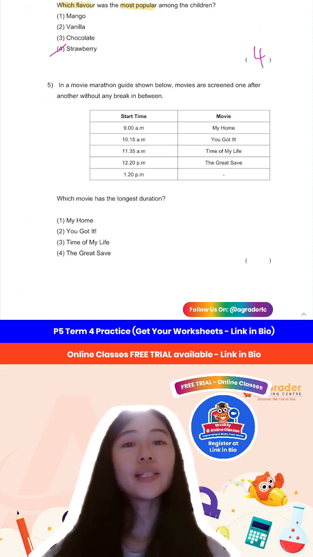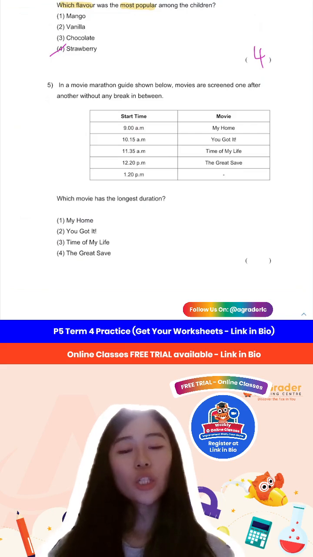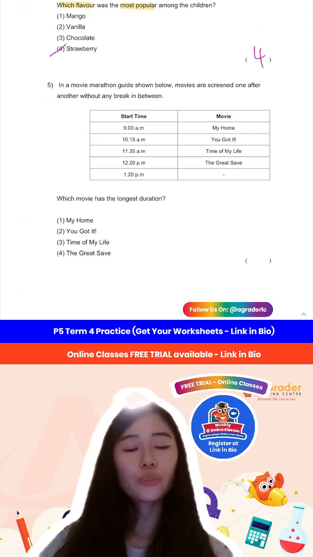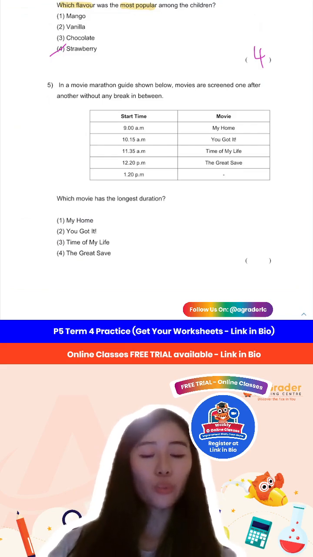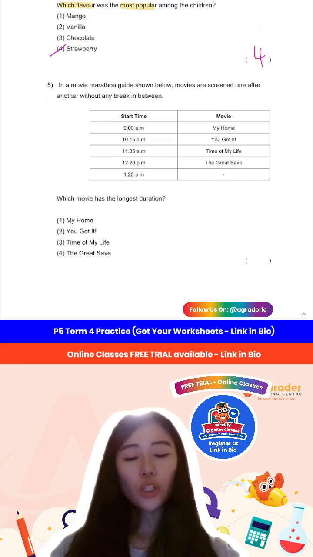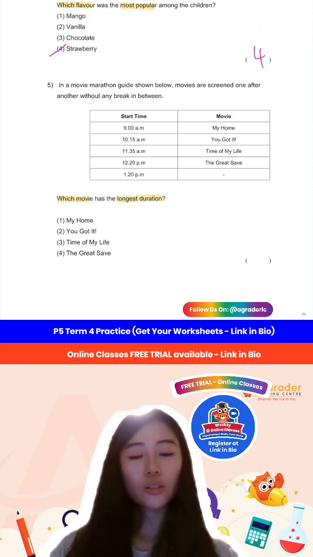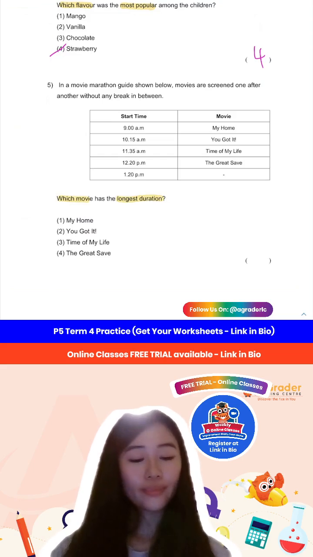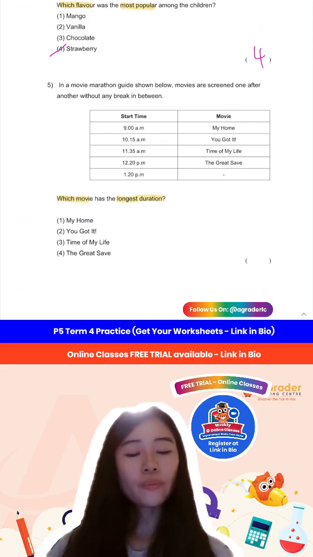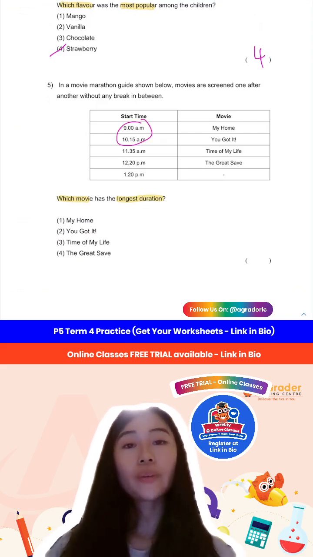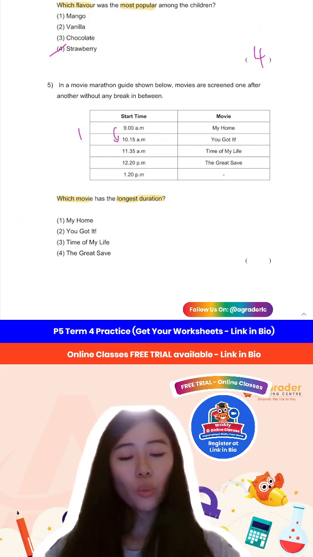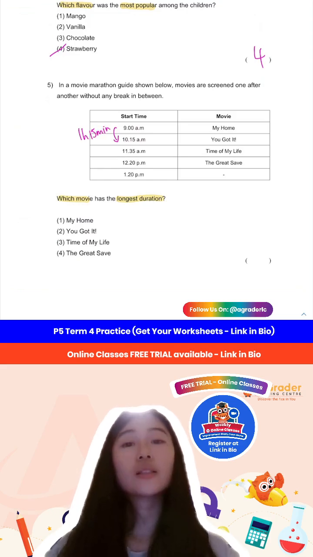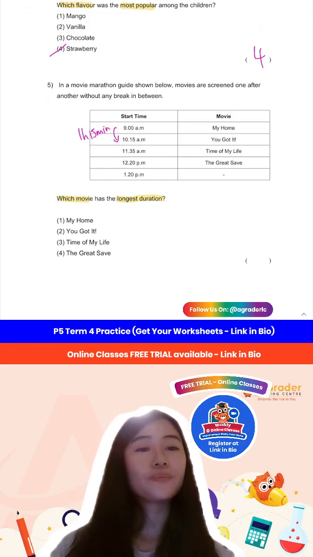Okay, shall we look at this? So this question says, in the movie marathon guide shown below, movies are screened one after another without any break in between. So which movie has the longest duration? So let's check the first movie. The first movie is My Home. My Home is from 9 o'clock to 10:15. So this will be 1 hour 15 minutes for the first movie.